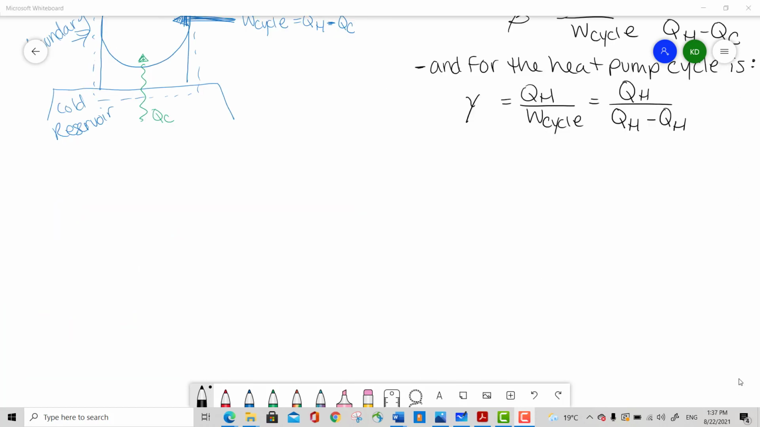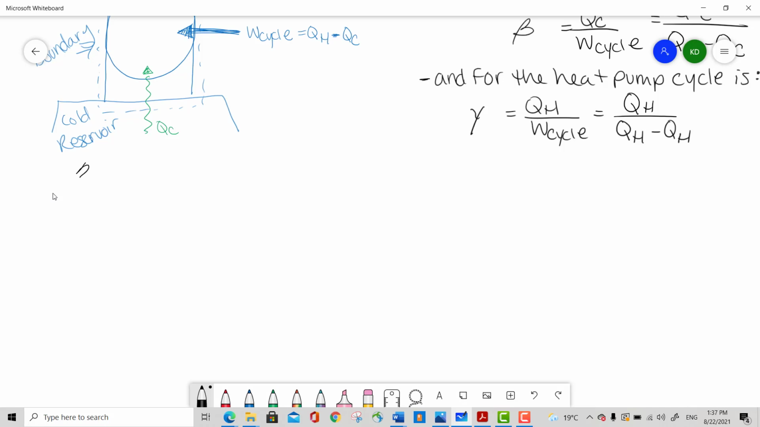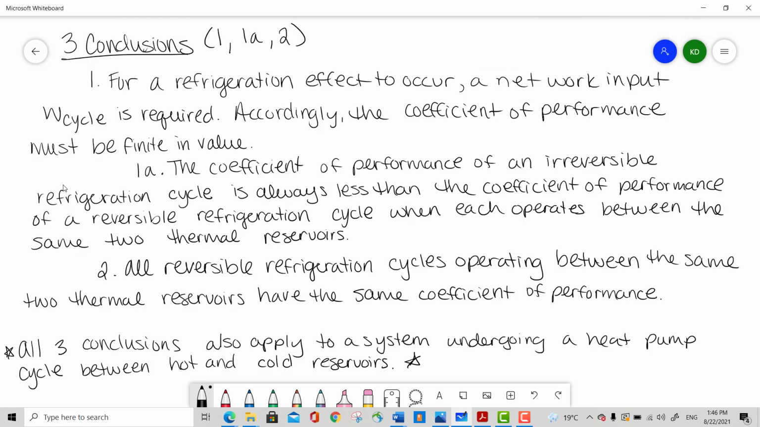So we also have three conclusions that we can draw from this Kelvin-Planck statement equation. So let's go ahead and write these down. I'll just pause and write. Okay, so here are the three conclusions. I've noted them as 1, 1A, and 2 because 1A is related to 1.